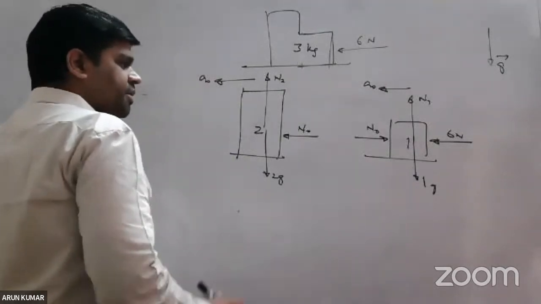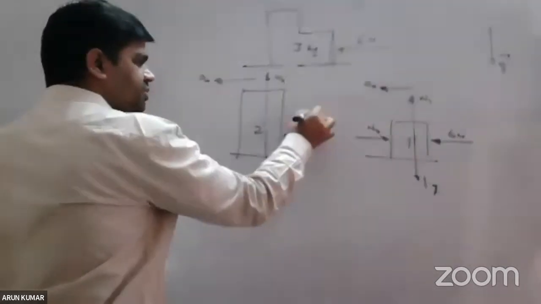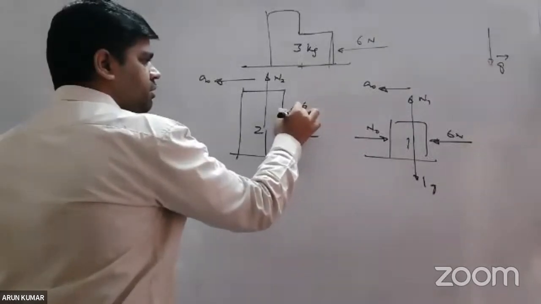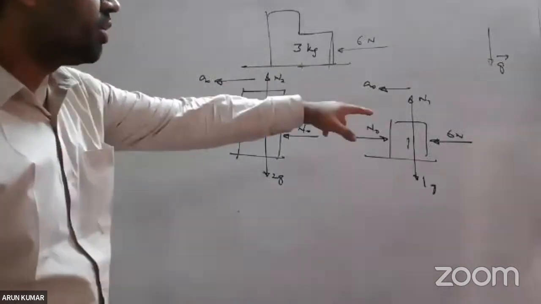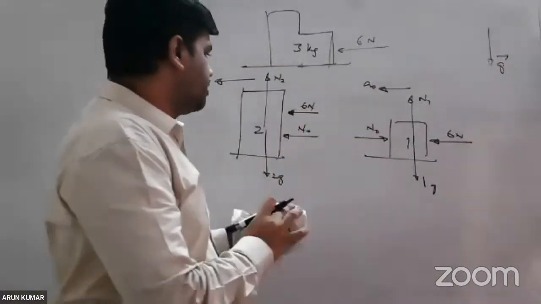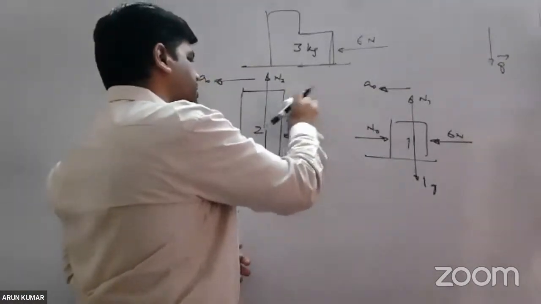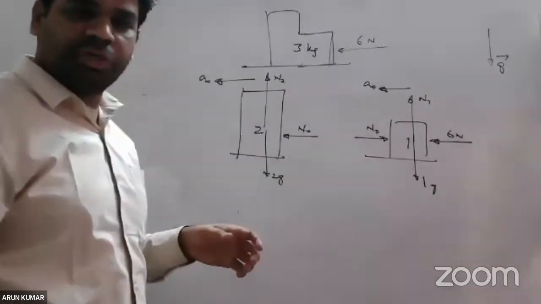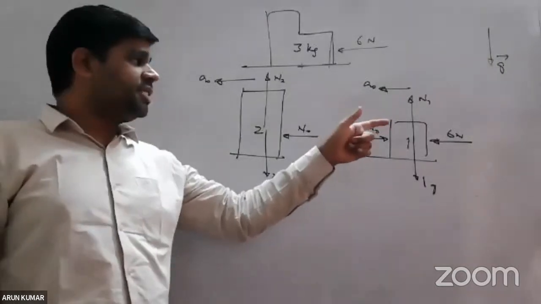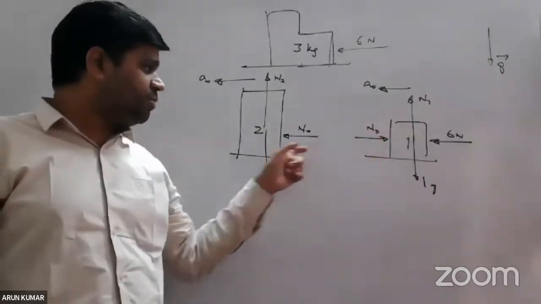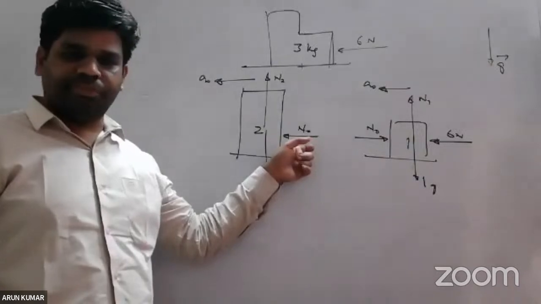Yes, the FBD is complete. Can I draw the 6 Newton here? No, sir, because the 6 Newton is acting on the 1 kg block. The 2 kg block is moving because of the normal reaction between them. It is not moving because of the 6 Newton directly. The 6 Newton is indirectly moving this block through N naught.